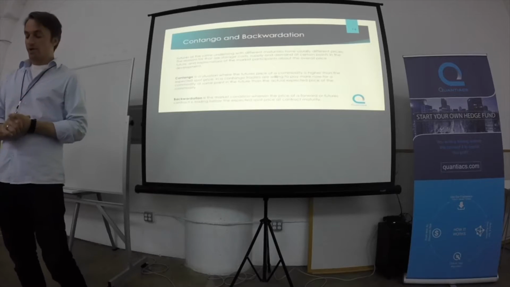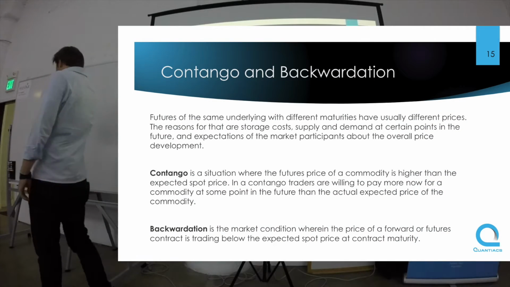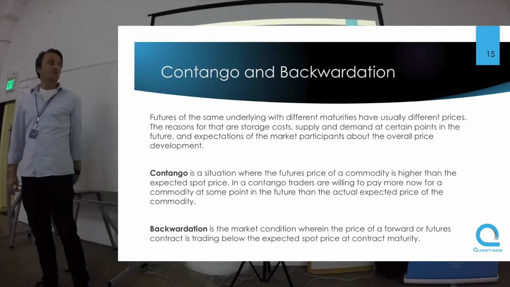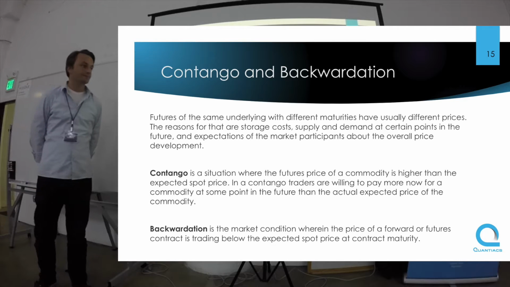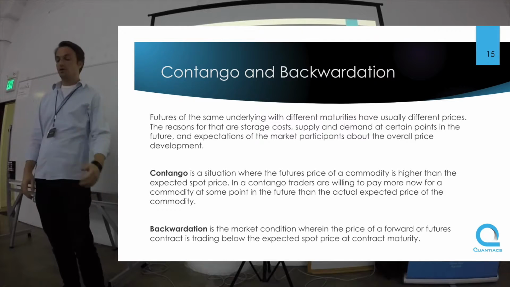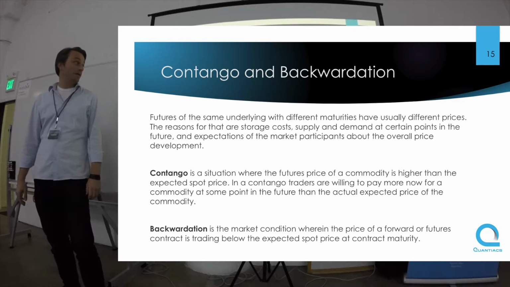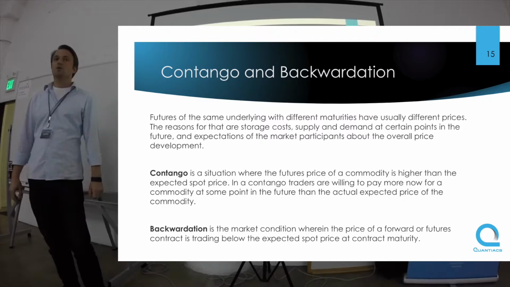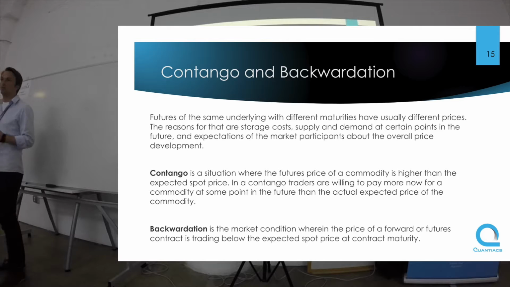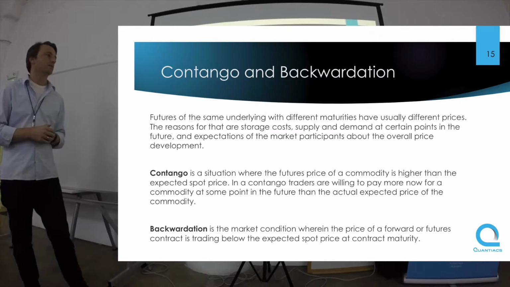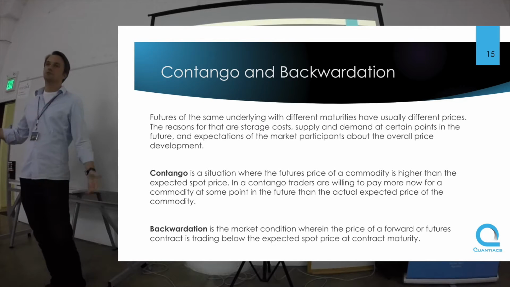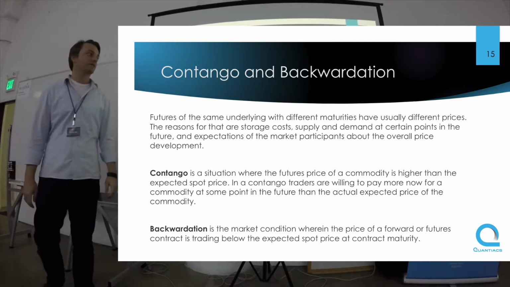Because contracts with the same underlying but different maturities do not necessarily cost the same. Contango is a situation where the future price of a commodity is higher for future delivery, for delivery later, and backwardation is just the opposite. So why is that? Because of, let's break it down to something simple, storage costs. It is simply, you have costs if you store crude oil from March until June. That's basically it.